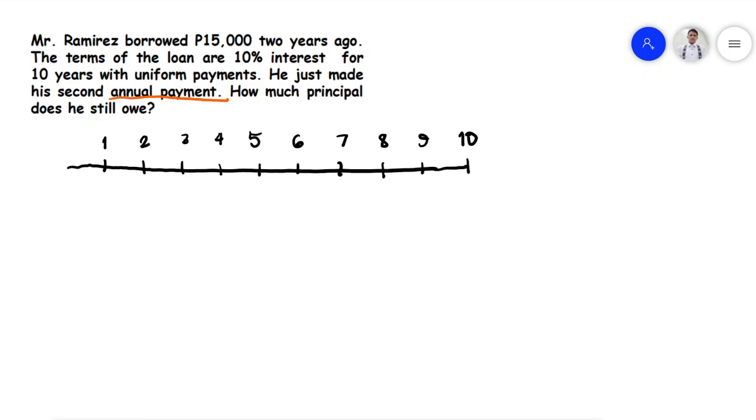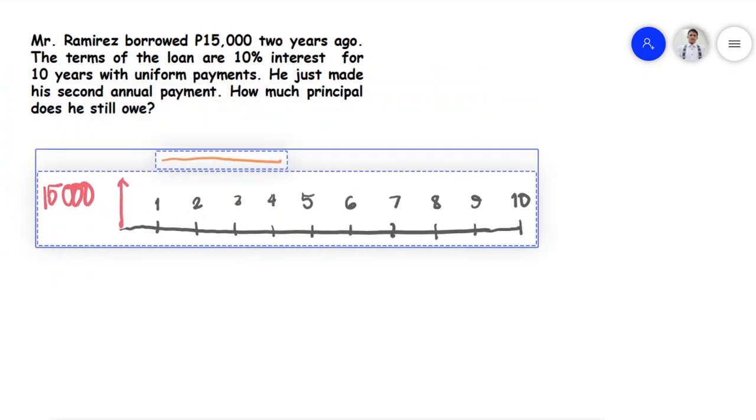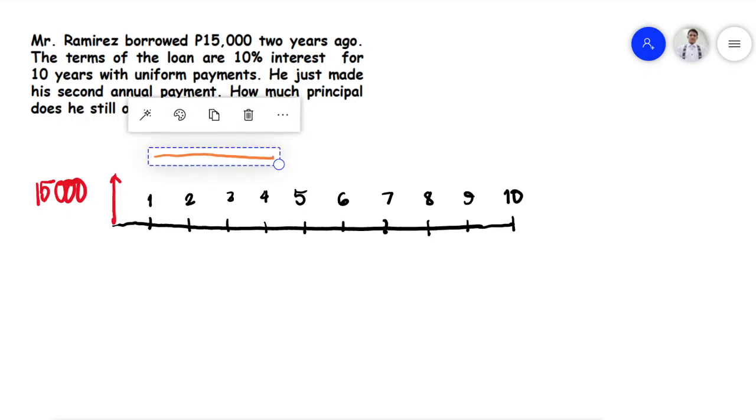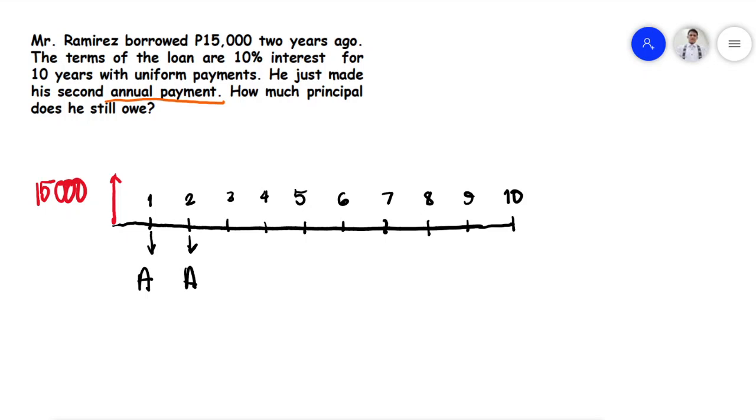But what happened here is that we are asked to get the amount that he still owes. He borrowed 15,000 during this time. So this is 15,000. Then he made his first two payments already. It says here, he just made his second annual payment. So, 1, 2. We do not know how much that is, we do not know how much this is. We still have to calculate it.